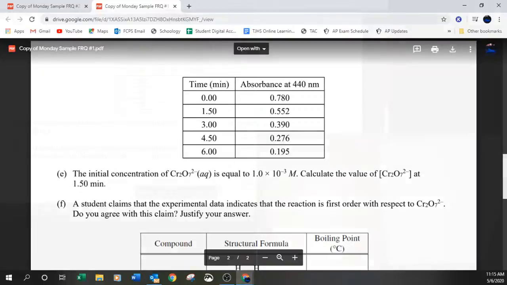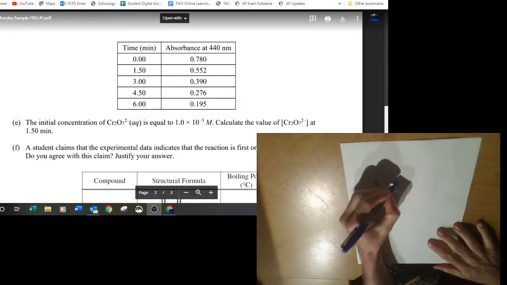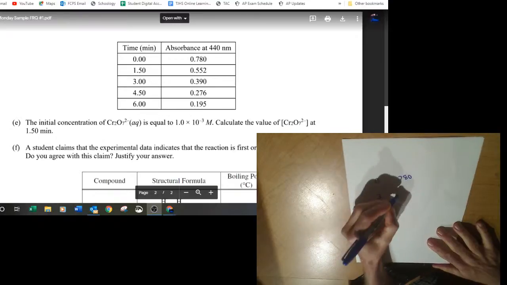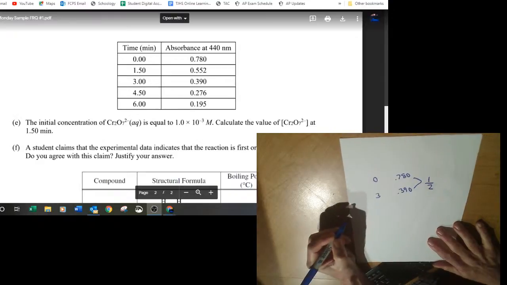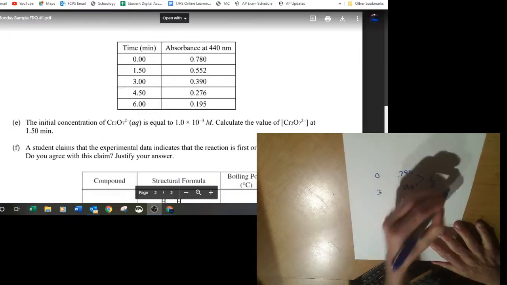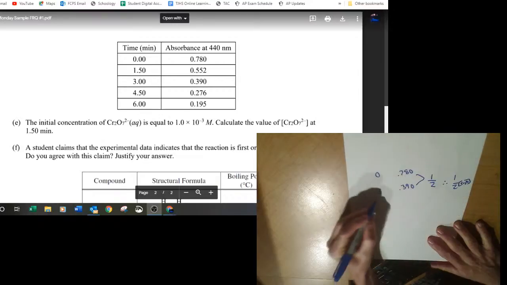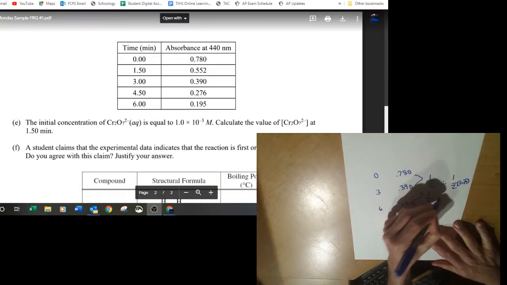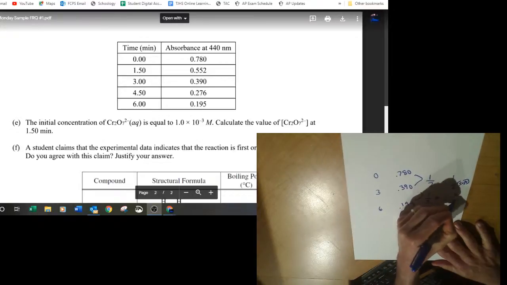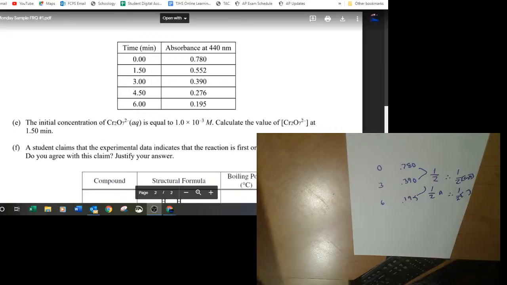Okay, desk and screen. Alright, so what I would probably do, I think this would satisfy them. If you go time 0, absorbance 0.78, and then you indicate that at time 3 it's 0.39, you indicate that that is decreased by 1/2 the absorbance. Therefore, it should be 1/2 the concentration of dichromate. And then you say, okay, again at 6 minutes we're at 0.195. Again, we're at 1/2 the absorbance. Therefore, we're at, again, 1/2 the concentration. So I would say that would be sufficient explanation. Does that make sense?